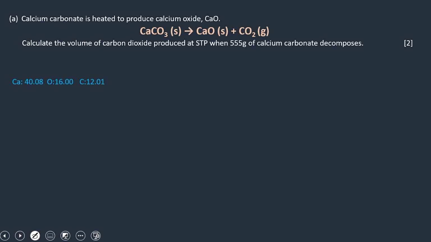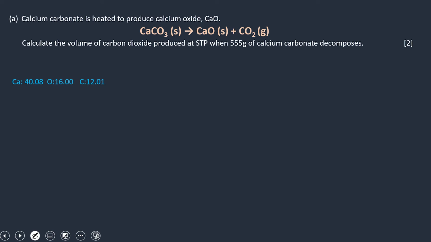So first, we start off by looking at decomposition of calcium carbonate using heat into calcium oxide and carbon dioxide. For A, they want us to calculate the volume of CO2 produced at STP when 555 grams of calcium carbonate decomposes. So first, what we need to find is the molar mass of calcium carbonate so that we can calculate the number of moles of calcium carbonate.